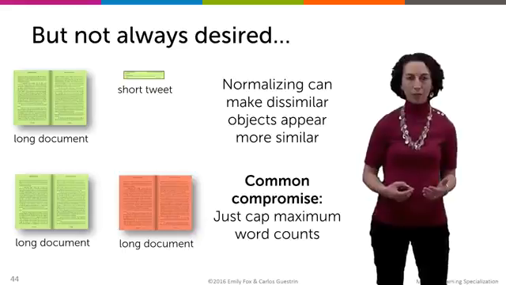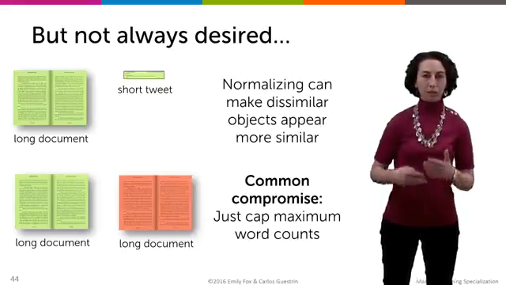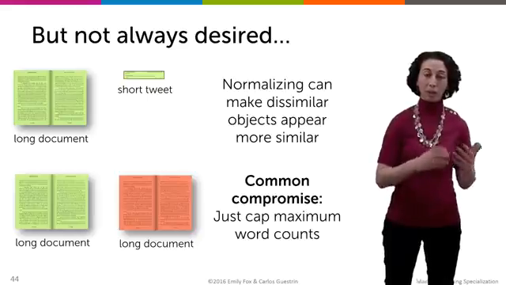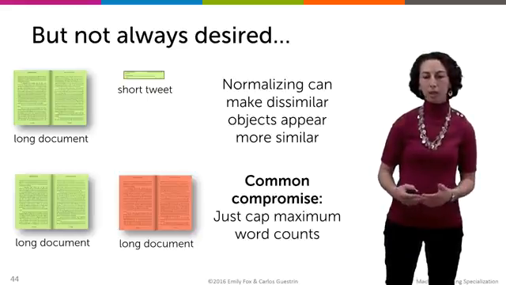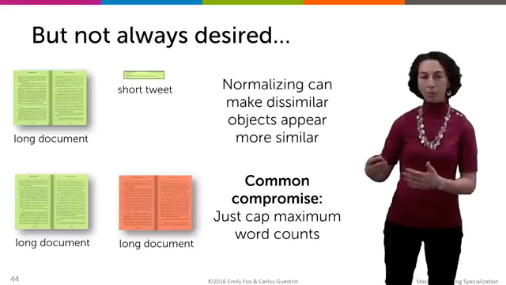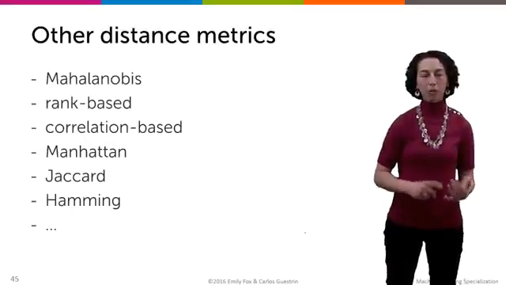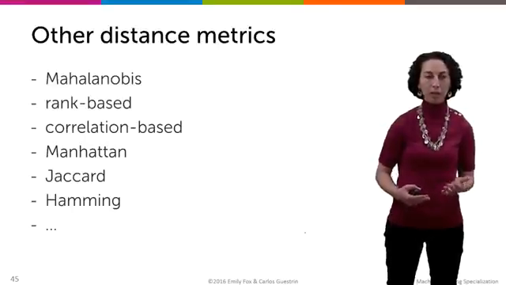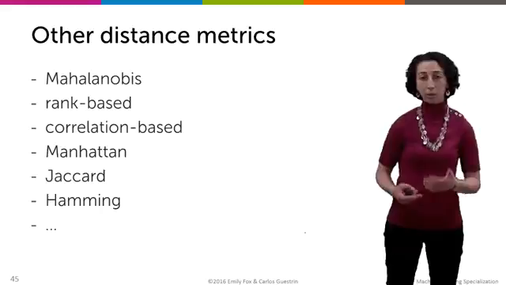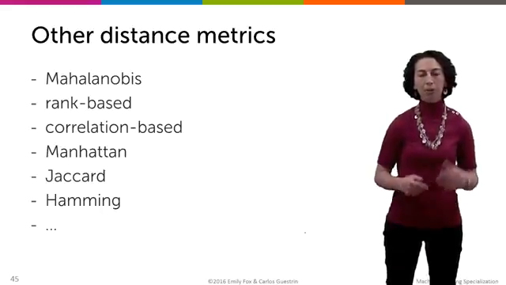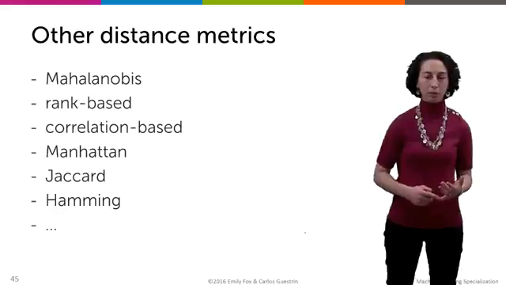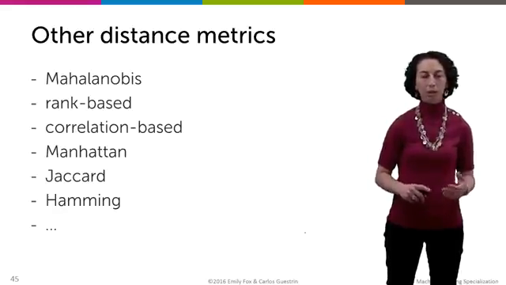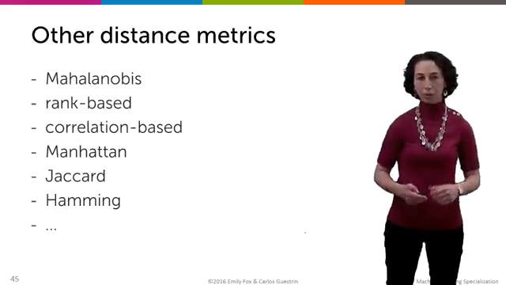So instead, what people often do is some compromise between this normalization of cosine similarity and just ignoring normalization altogether. And what they do is cap the maximum word counts that appear in the vector. So up to this point, we've really focused on Euclidean distance and cosine similarity as the two distance measures that we've examined because of our focus on document modeling or document retrieval in particular. But there are lots and lots of other interesting distance measures that we could use, things like Mahalanobis, rank-based, correlation-based, Manhattan, Jaccard, Hamming, and many others that we have not gone through in this course.